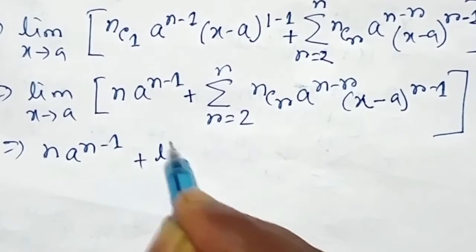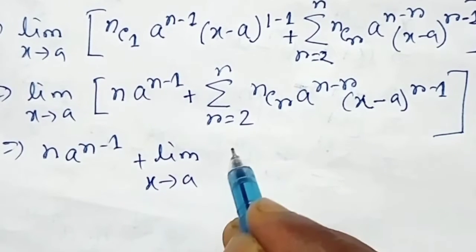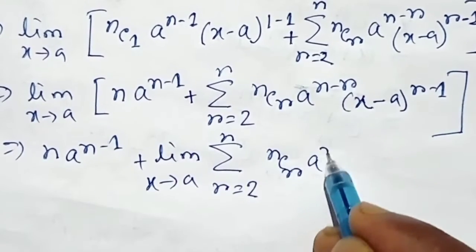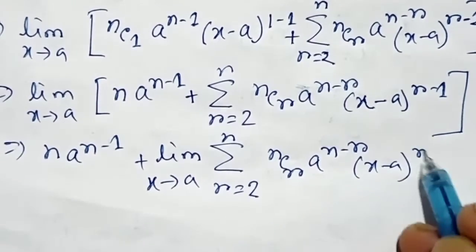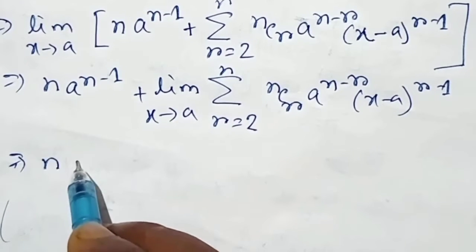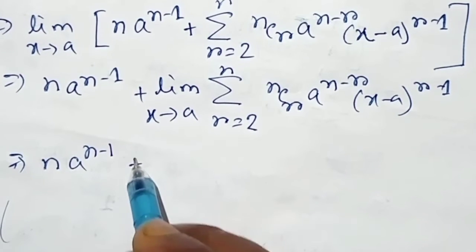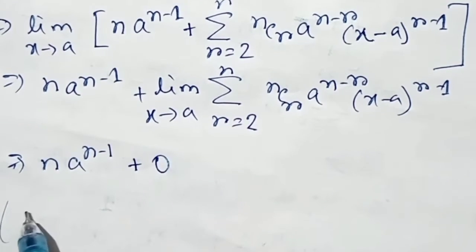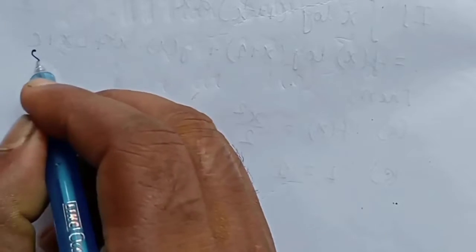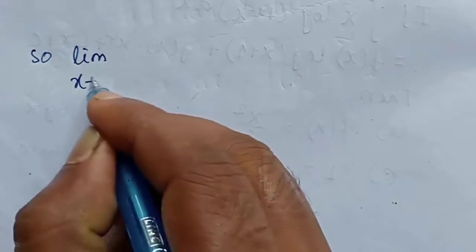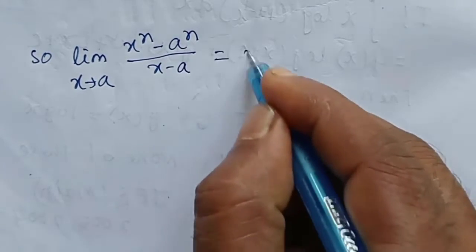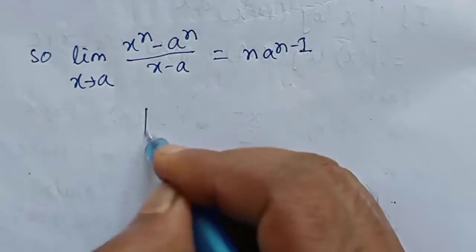Let's just take the limit into this summation. So guys, as it is a constant, let's take the limit into the second term, x tends to a, summation r equal to 2 to n nCr a power n minus r into (x minus a) power r minus 1, right? So guys, the next line will be n into a power n minus 1 plus 0, because as you can see, all the next terms will include (x minus a), right? And if you put the value of x as a, all the terms will be 0, right? Thus the value of this limit is n a power n minus 1, that is proved.